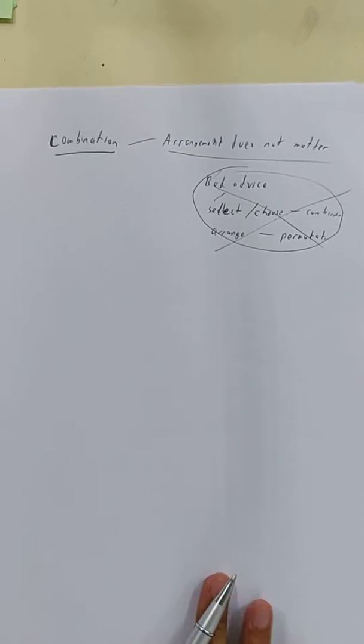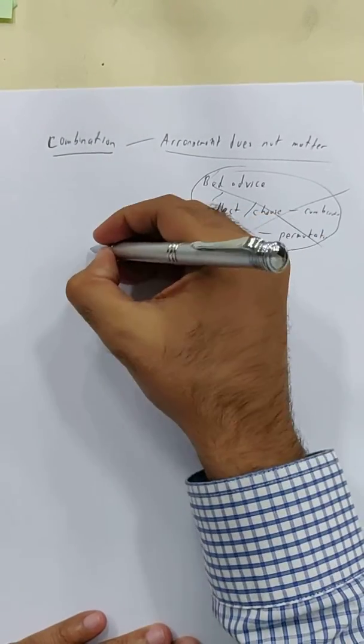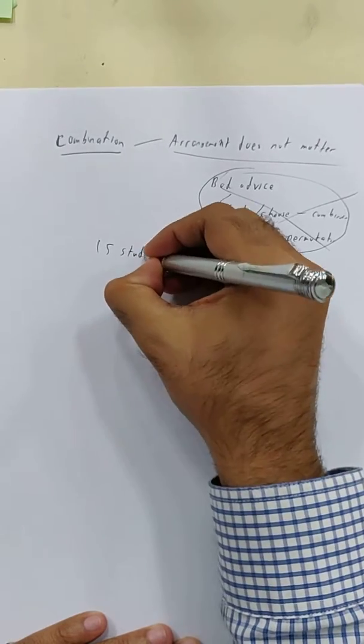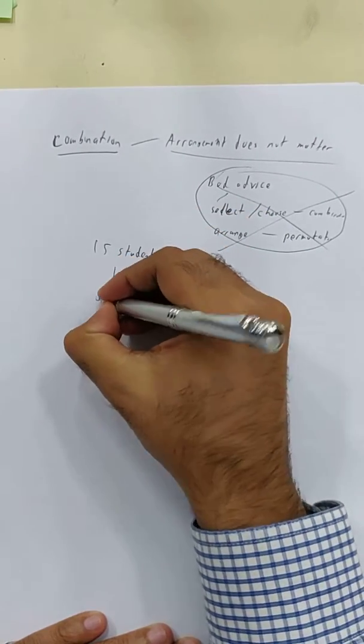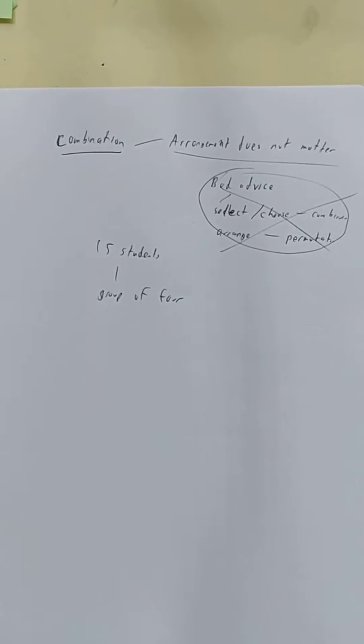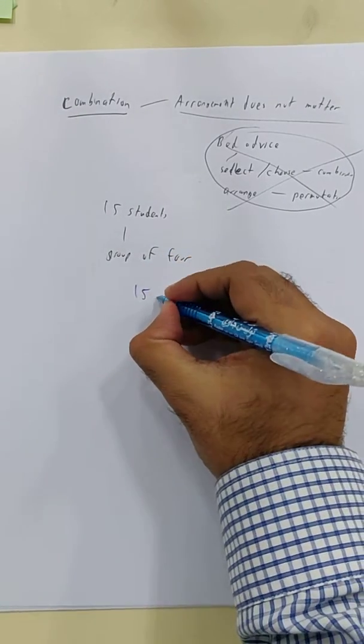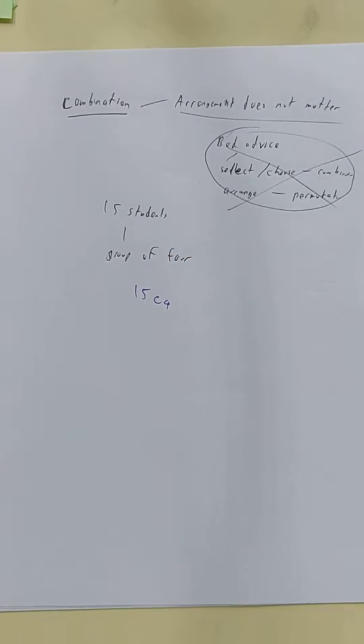Okay, let's begin. Let's say there's a group of quiz. There are 15 students, and I want a group of 4. How? Very, very, very simple. 15C4. As simple as that, we are done.